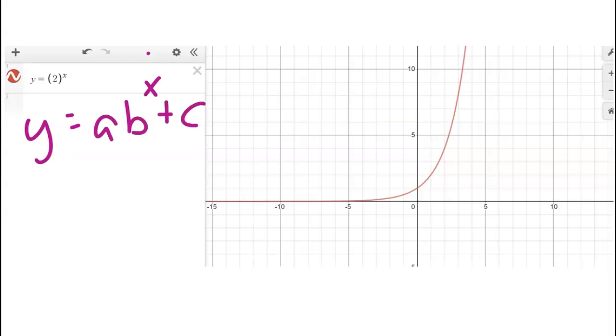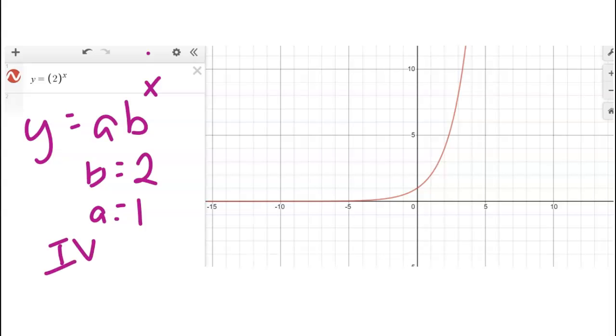None of the stuff that we are doing this week has a c, which means our asymptote is always going to be 0. Okay? So we've got a times b to the x. That means that b is the number inside the parentheses. So here we've got b is 2. And if there's not a number, we know that a is 1. A was my initial value. So that's what it's going to be when I cross the y-axis. So you can see right here that that is in fact 1.